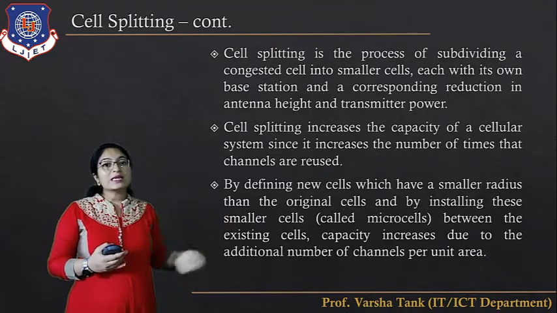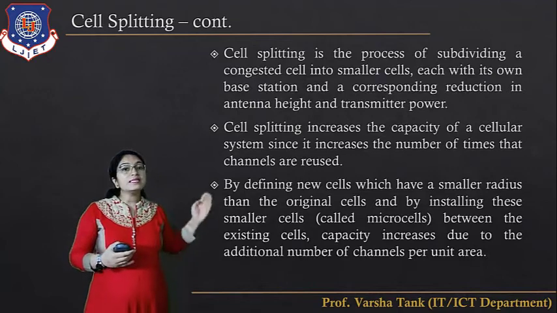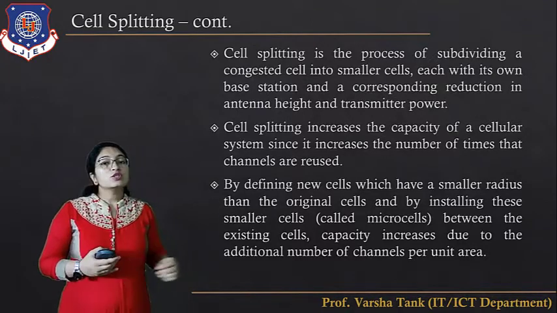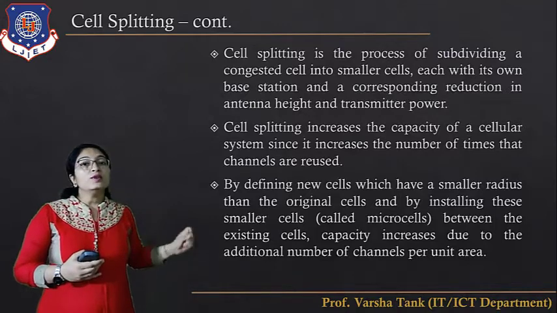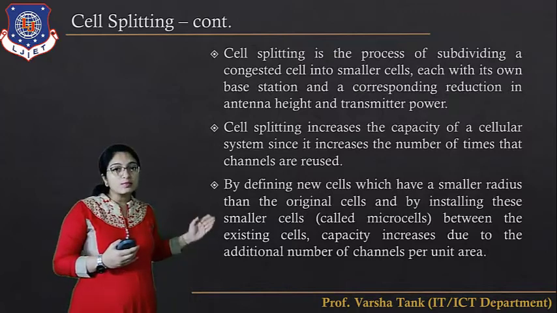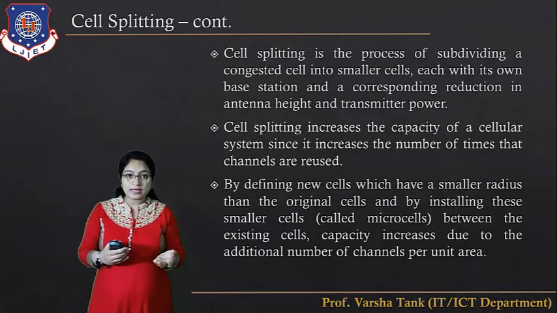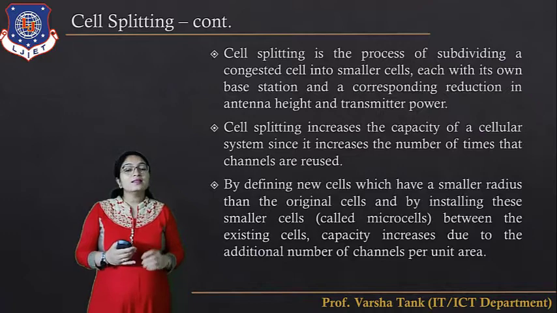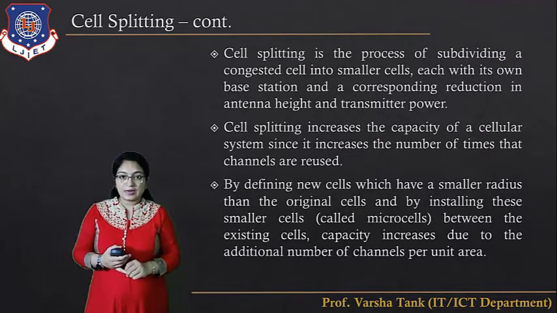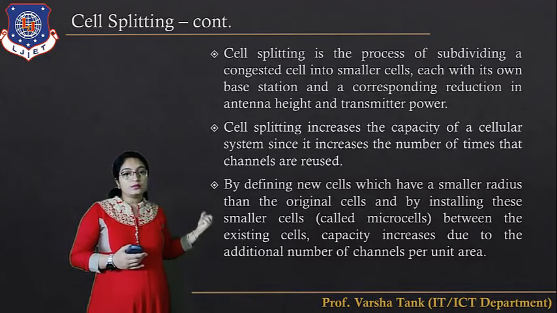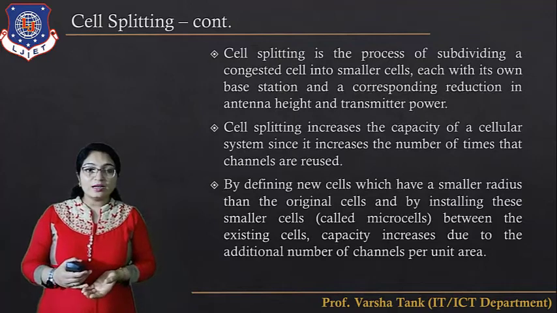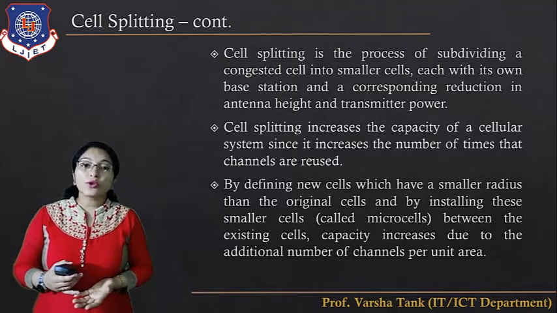Cell splitting increases the capacity of the cellular system since it increases the number of times that channels are reused. By defining new cells which have a smaller radius than the original cell, by installing smaller cells, called microcells, between the existing cells, the capacity increases due to the additional number of channels per unit area. So what is the exact concept of cell splitting? We are increasing the channels to service more and more users.